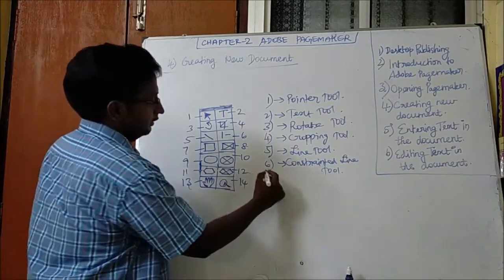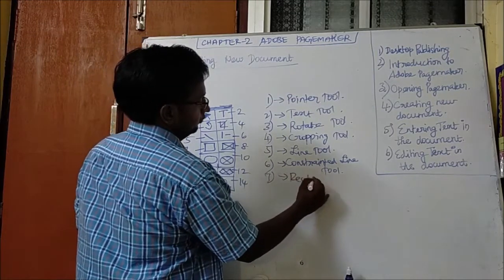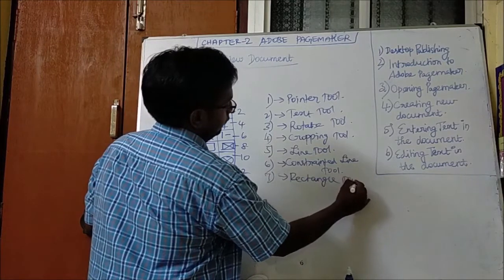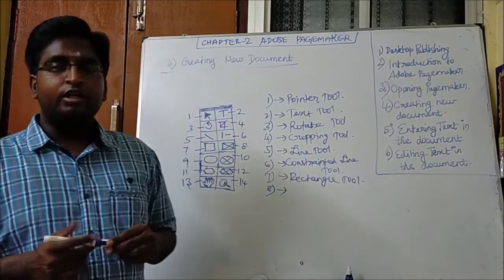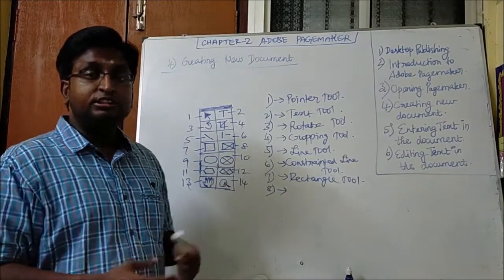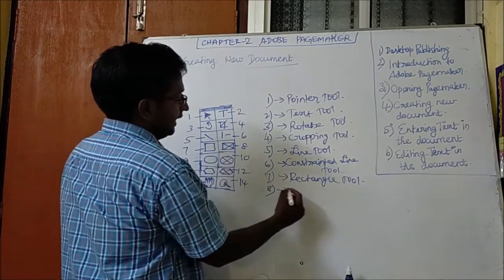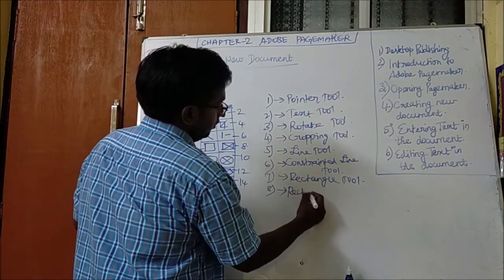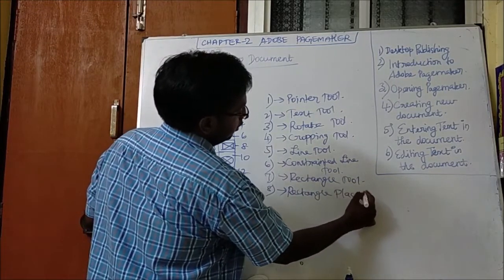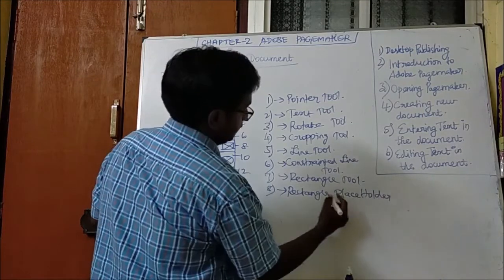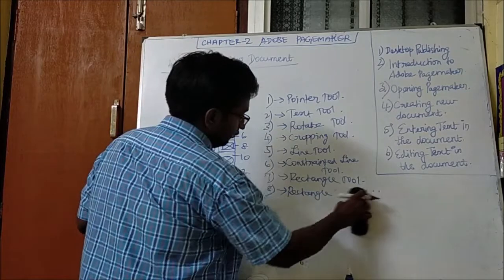The next one is the rectangle tool. You can draw a rectangle shape using this tool. So what is this, which is similar to the rectangle? It is to draw a rectangle placeholder. It is called the rectangle frame tool.